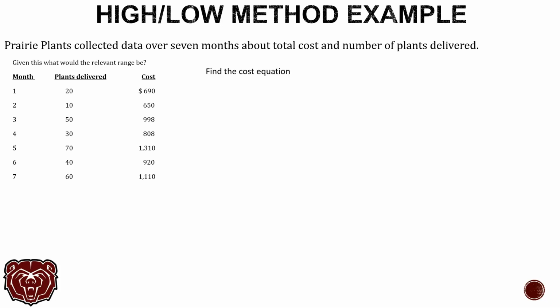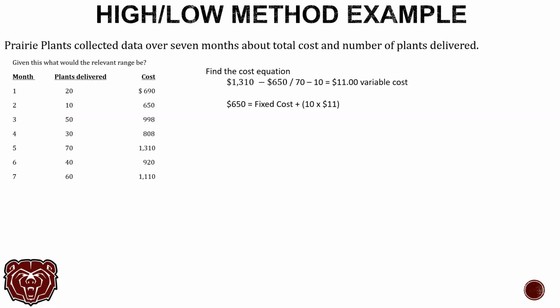Okay, so let's find the cost equation. $1,310, that's 70, right here, minus the $650, so your highest minus your lowest, divided by your highest minus your lowest activity, equals $11 in variable cost. Now we have found our variable cost. We can plug that in.